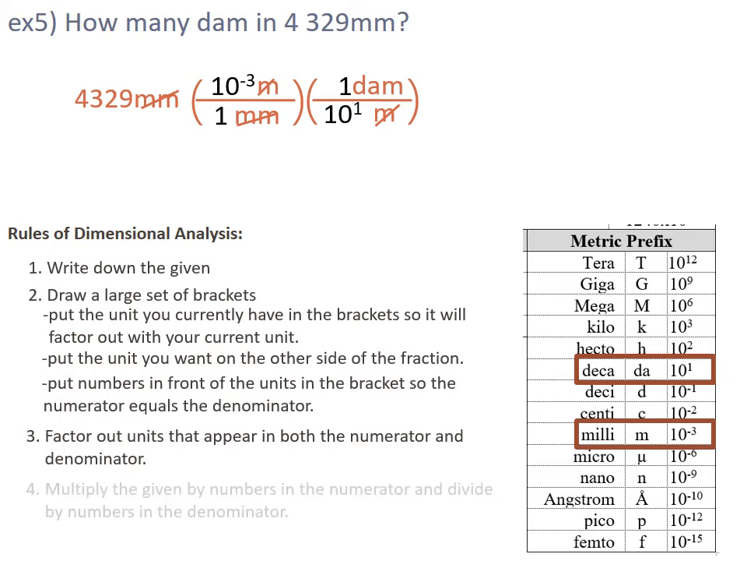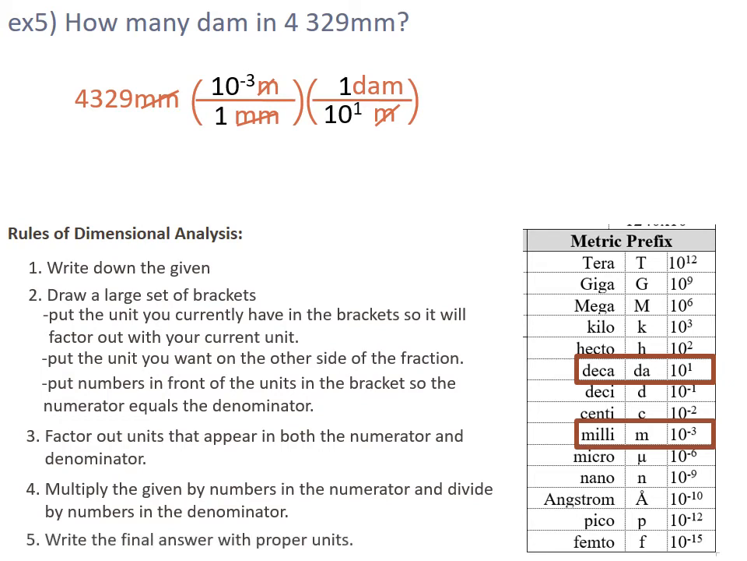So 4,329 multiplied by 10 to the negative 3 divided by 1 multiplied by 1 divided by 10 to the 1 gives me my final answer with proper units, which is 0.4329 decameters.